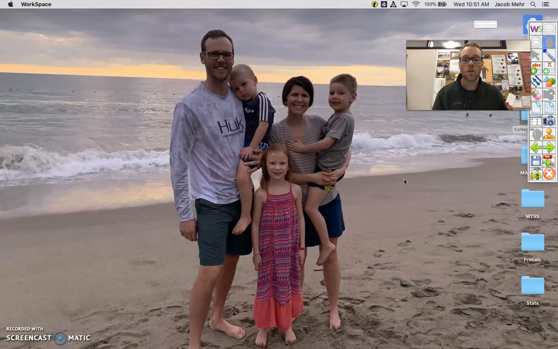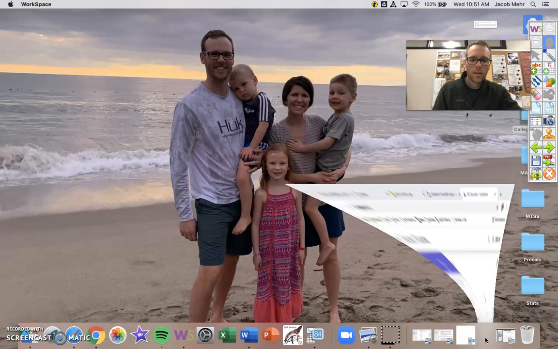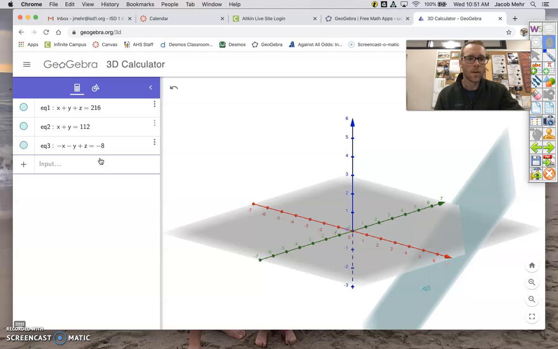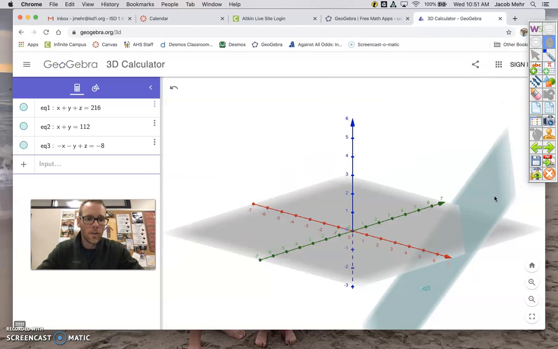So what I did is I went into GeoGebra and I graphed our three equations. And I want you to be reminded here that an equation in three variables like x plus y plus z equals 216 is a plane. It's not a line. So I graphed all three of those, and we're only seeing one plane here. But we've got some pretty big numbers. Actually, the plane we're seeing is this bottom one, negative x minus y plus z equals negative 8. That's that one right there. See? Now you see it. Now you don't. There we go.